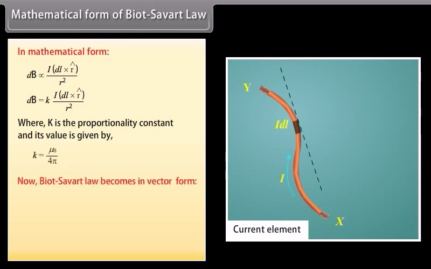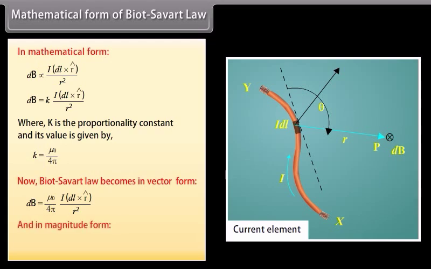Now Biot-Savart Law in vector form is given by dB is equal to mu naught upon 4 pi multiplied by I and cross product of dl and r cap divided by r square. And in magnitude form, dB is equal to mu naught upon 4 pi multiplied by I dl sine theta divided by r square.